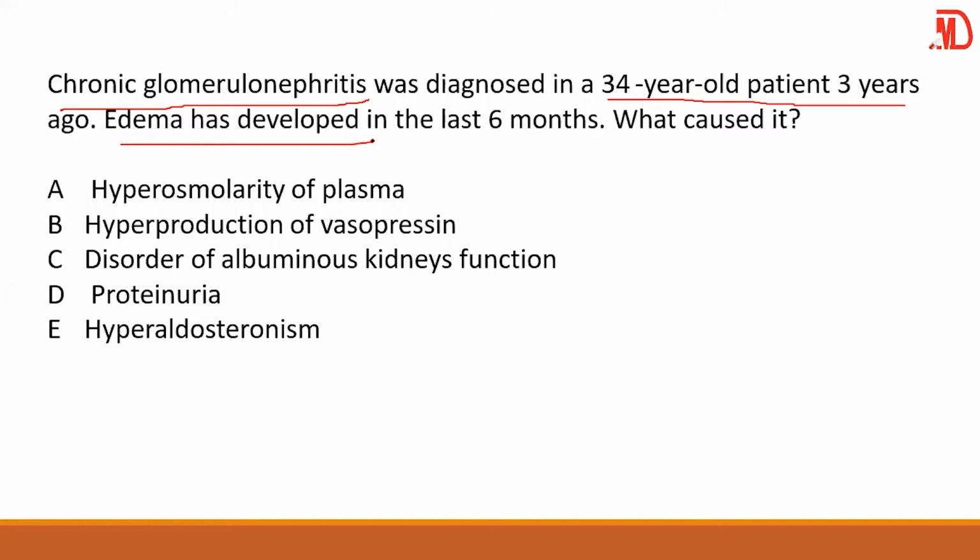Hydrostatic pressure. When we say hydrostatic pressure, it talks about what? The volume of fluid, or pressure that's caused by volume of fluid. That's the hydrostatic pressure. Then you can think of vascular permeability, the permeability of the vessels, technically. So these are the three main mechanisms by which edema can be formed.